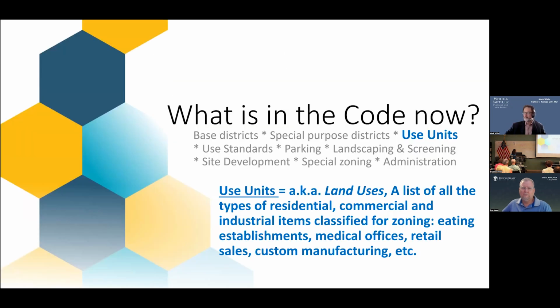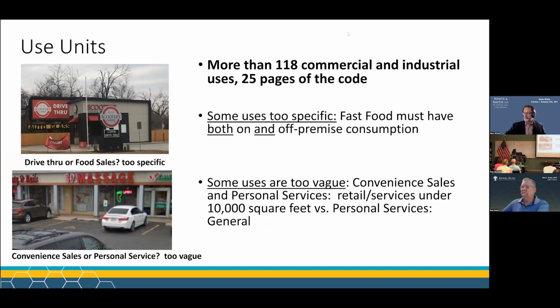And the next slide. So also we have use units. These are interesting. If you want to just go online and read the use units, I'll give you a link later. You can go in the municipal code and search for use units. These are a list of all the residential, commercial, industrial things in the city, classified under each of the zones, like C1, C2, C3, R1, what you can have in each zone. The next slide. So we have 118 commercial and industrial uses. That's 25 pages in the code. A lot of these are from the 1980s, so it's kind of fun to go back and read.